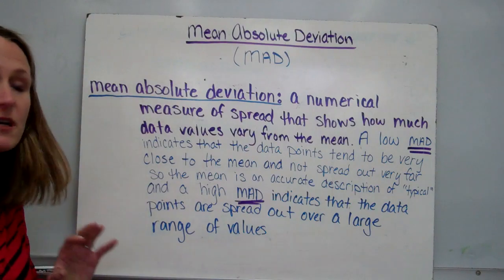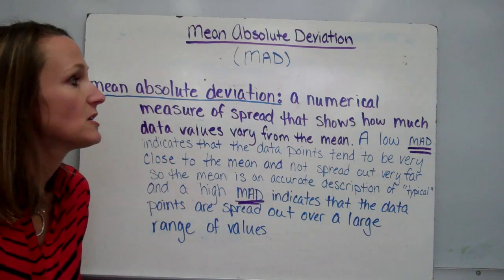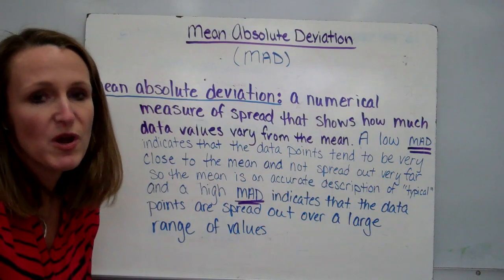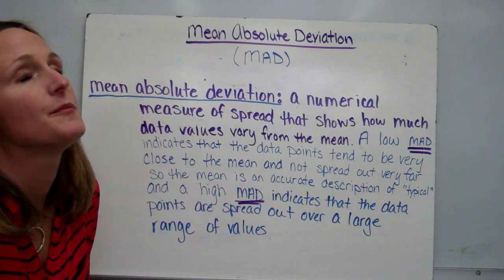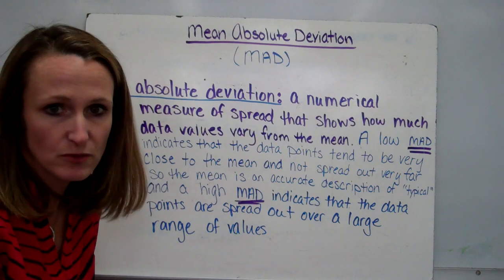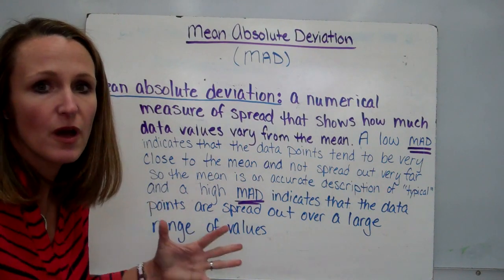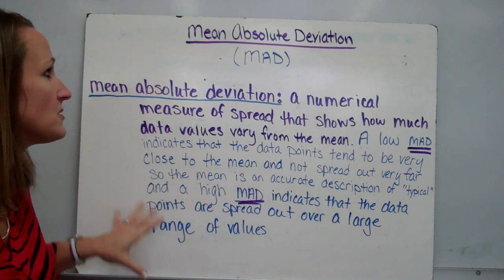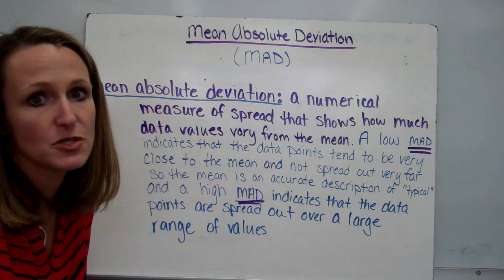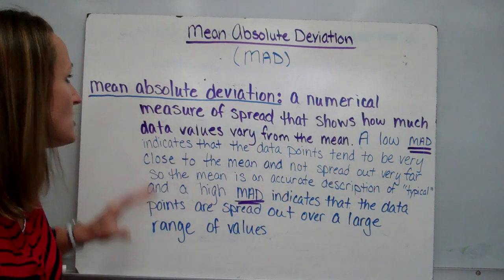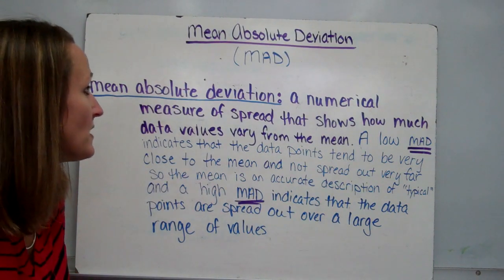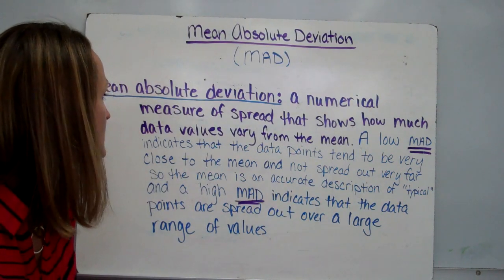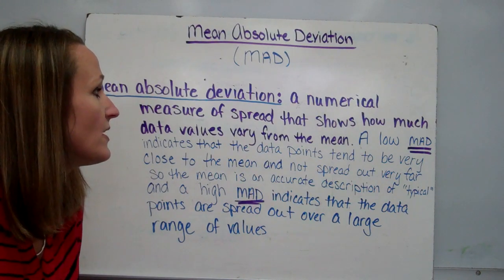In this video we're going to talk about mean absolute deviation. We've talked about centers of spread, how we use the interquartile range, and how we can use numerical and graphical distributions to show data, but the mean absolute deviation is another way of showing data. So we have this really long definition here. The mean absolute deviation is a numerical measure of spread that shows how much data values vary from the mean.